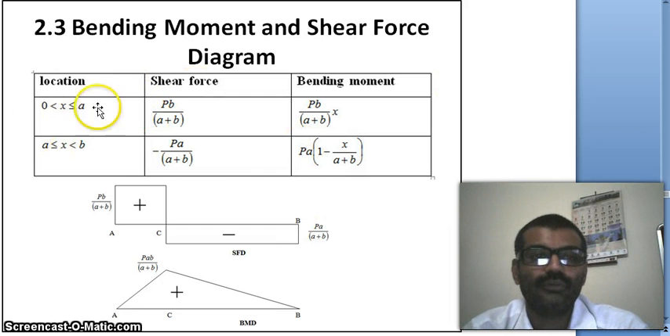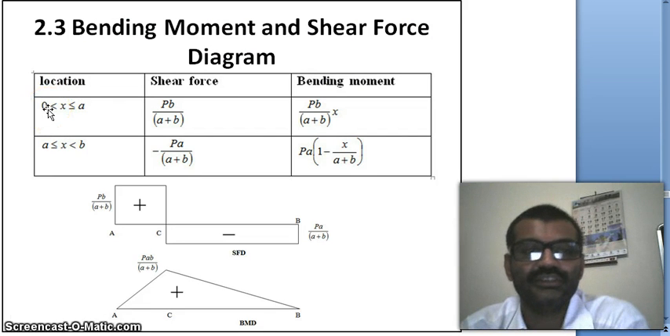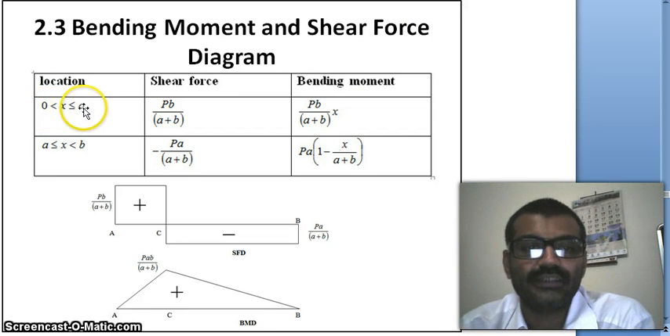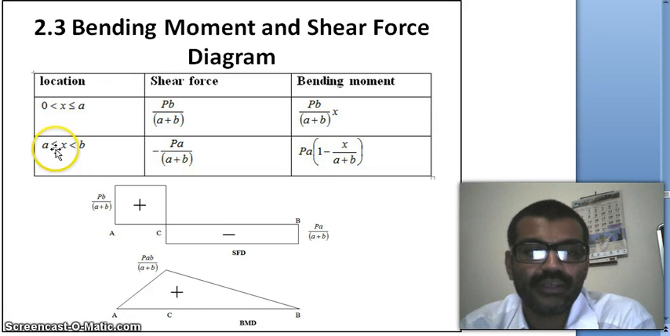So if you sort out all these things for bending moment and shear force, then if the location of the cross section is 0 less than x less than or equal to a, your shear force will be Pb upon a plus b, and your bending moment will be Pb into x upon a plus b. If x is greater than or equal to a and less than b, then your shear force will be Pa upon a plus b, and the bending moment Pa in bracket 1 minus x upon a plus b.